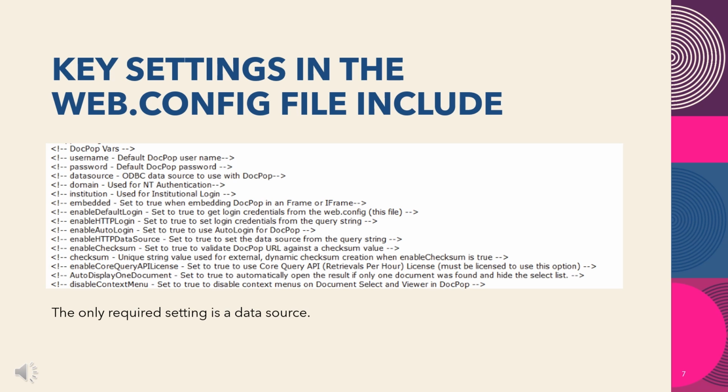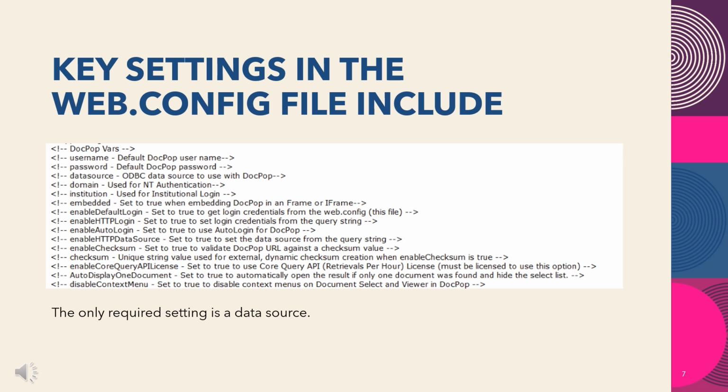Next is data source. This tells DocPop where to get the documents from, ensuring it connects to the right database. The domain setting is for Active Directory authentication. By setting this up, users can log in with their domain credentials, making the process more secure and straightforward.